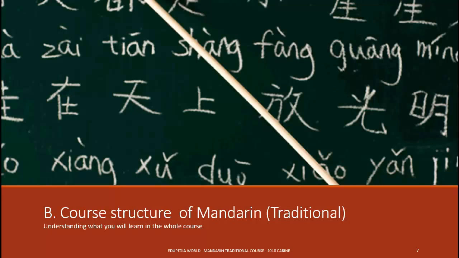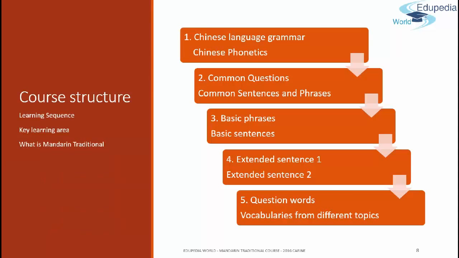The course structure of Mandarin Traditional. This is to understand what you will learn in the whole course. We have our course structure here. It is about how I designed the course content and the learning sequence. Therefore, you will have a full understanding before learning from my course.